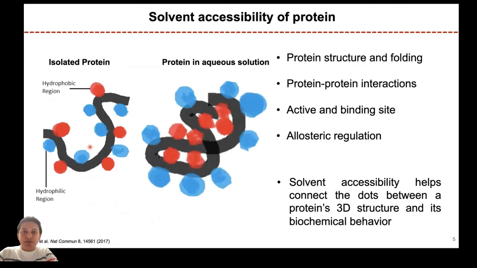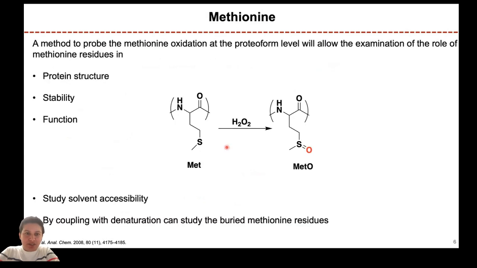The solvent accessibility of a protein is very important to study because it has a significant role in the protein structure and folding, and it gives information regarding protein-protein interactions as well as the active and binding site of the protein, also the allosteric regulation. Thereby, the solvent accessibility connects the dots between a protein's 3D structure as well as its biochemical behavior.